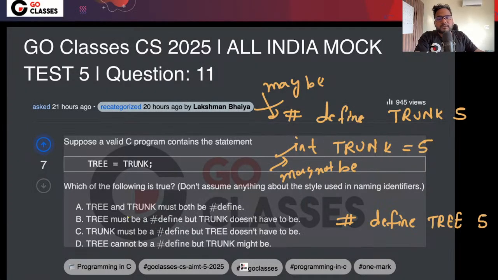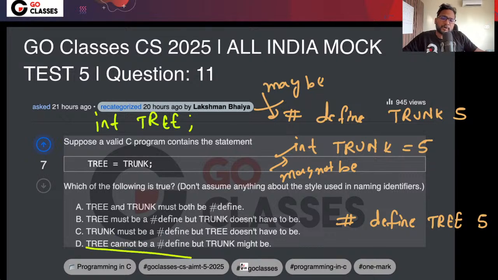But in the options they are saying both must be. No, both need not be, as we have seen. Trunk may not be, and similarly tree may not be. A tree can be just a normal variable. So both must be #defined, no. Both actually can be. So whenever there is a must be, this option is wrong. Tree cannot be, no, it can be actually.